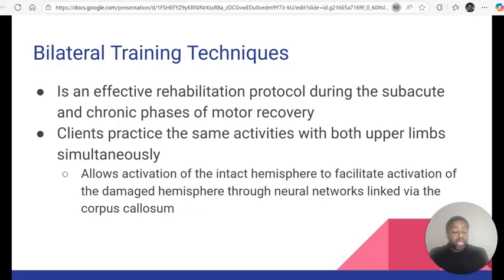Bilateral training techniques. There is also evidence that such techniques can be helpful in terms of motor recovery. Clients participate in activities with both upper limbs simultaneously. There are technological devices that would allow for this to happen, and bimanual activities can also be simulated without the use of technology.